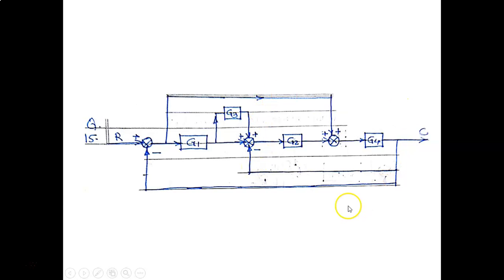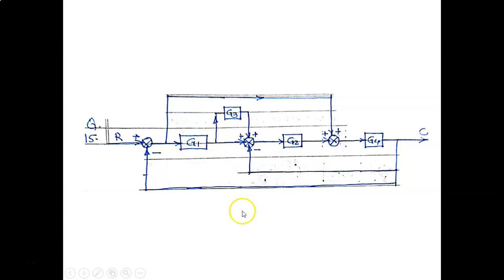Now next problem, draw the diagram. R is the input, C is the output, blocks are there G1, G3, G2, G4, three summing points are there 1, 2, 3, and everywhere you will find that unity feedback is there. Since there is no feedback element present, whenever there is no feedback element present, we have to consider that there is a unity feedback.